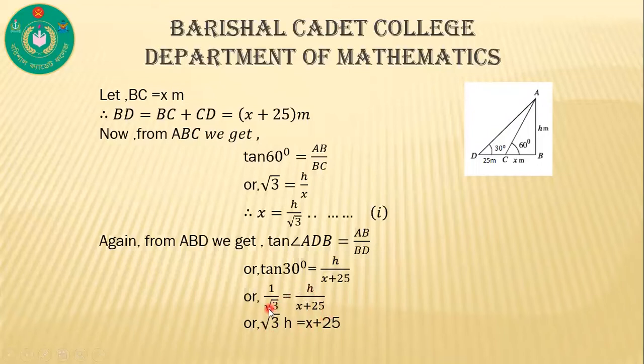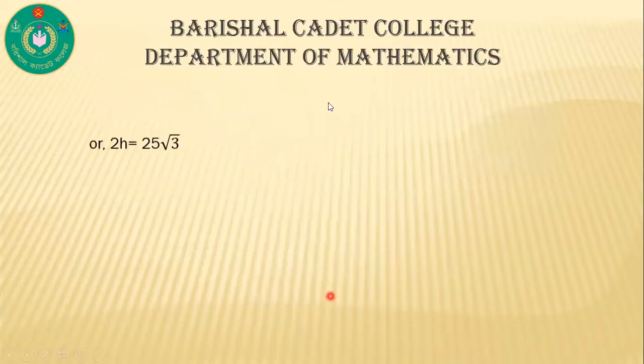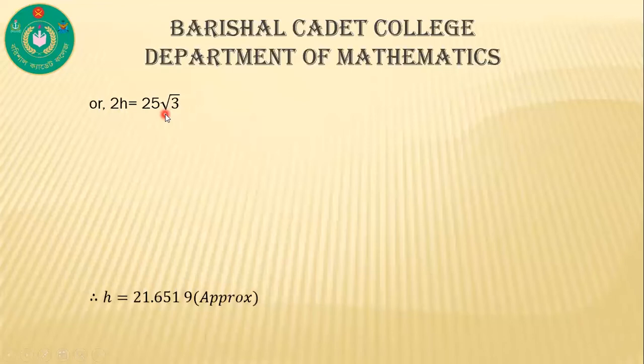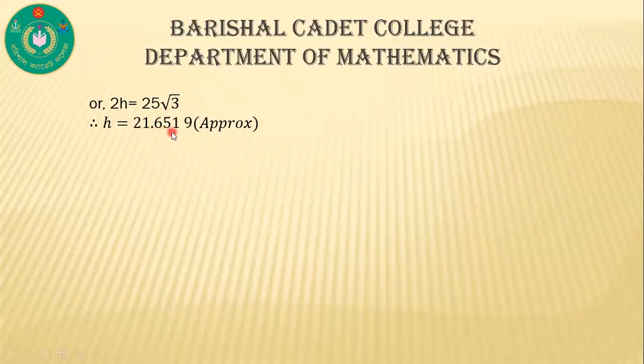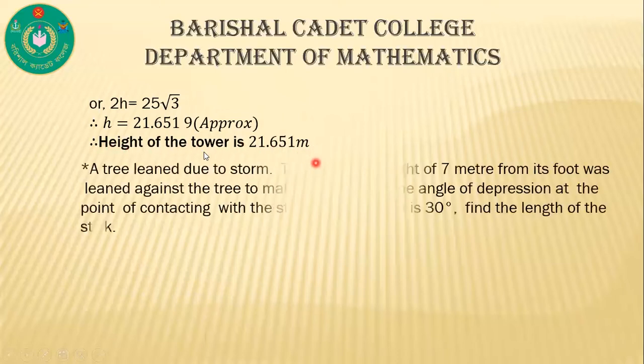Now multiplying this, then we can write root 3 h is equal to x plus 25. We know x is equal to h by root 3. Now putting the value of x here, x is equal to h by root 3. And after calculating, we can write 2h is equal to 25 root 3. Therefore, h is equal to 21.6519 approximately. Therefore, height of the tower is 21.651 meter.